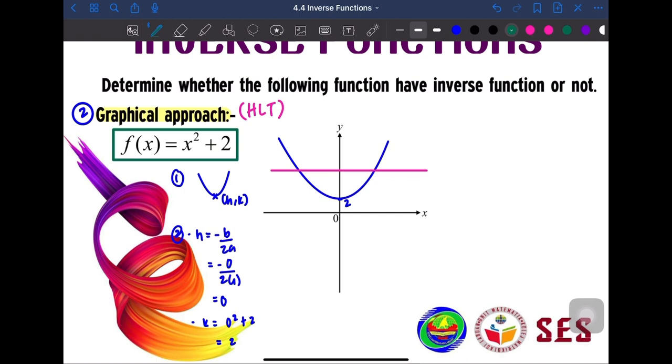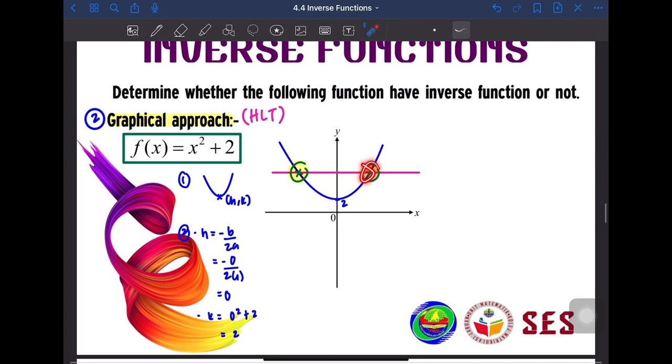So, persoalan saya, ada berapa point yang kita punya horizontal line potong ataupun cuts? Ada berapa point? Ada 2. 1, 2. Ada 2 point. So, bila lebih dari 1, automatik kita tahu function kita bukan one to one. Okay, that's how we know. Sebab dia dekat 2 point. Okay, so dia bukan one to one function. Okay, so just conclude here.